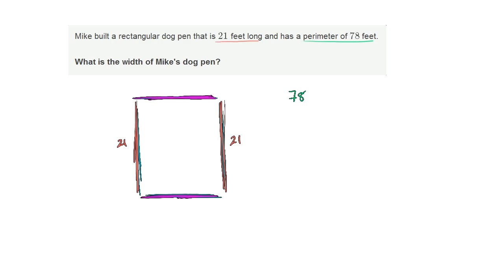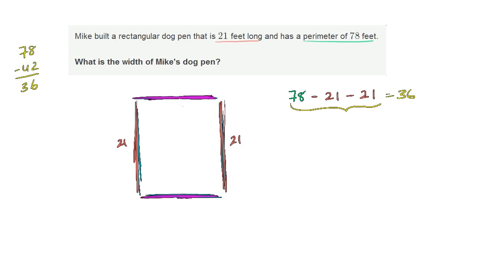So let's subtract. Let's do 78 minus 21 minus 21. And what's that going to be equal to? So that's 78 minus 42. And 78 minus 42, I don't want to make a careless mistake. 78 minus 42 is going to get me to 36. So this is equal to 36. And let's remind ourselves what 36 feet is. That's the total width, if we were to take the width down here and add it to the width up here.